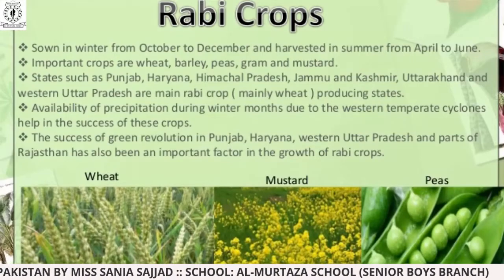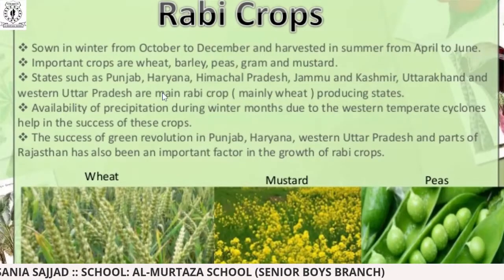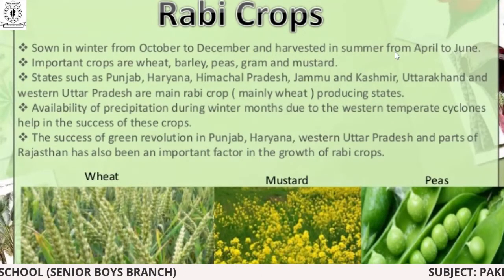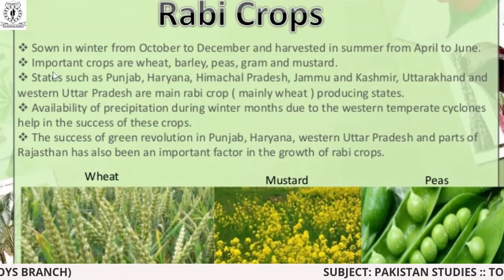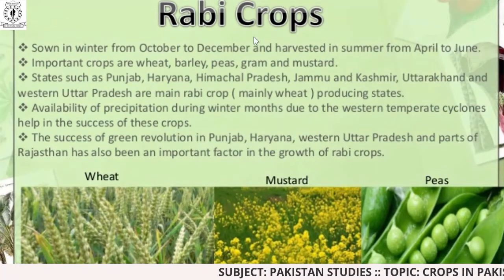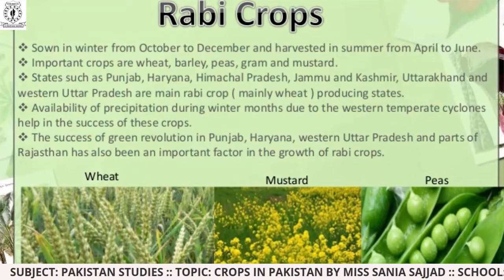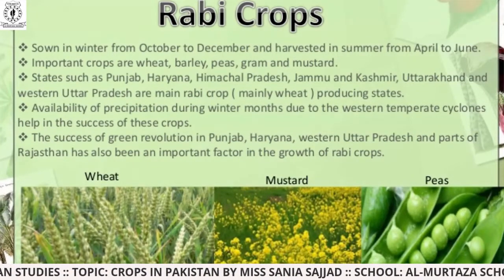Now, coming towards the Rabi crops, it is sown in winter from October to December, and it is harvested in summer from April to June. So it is grown in winter, you can see over here, and then it is harvested in April and June. Important crops are wheat, barley, peas, gram, and mustard.